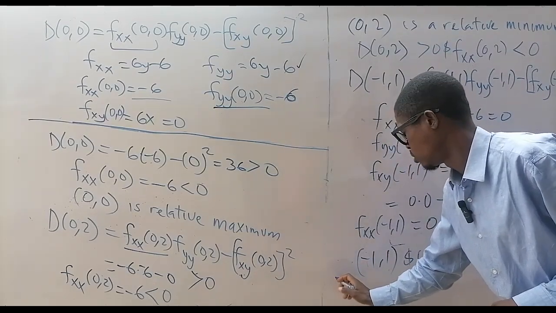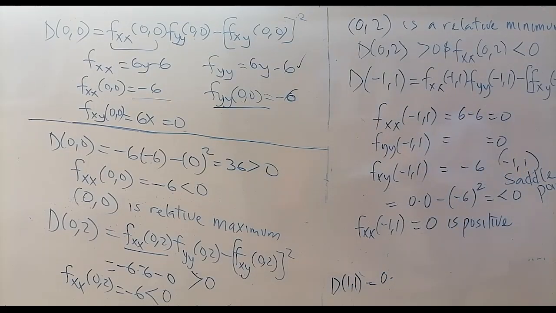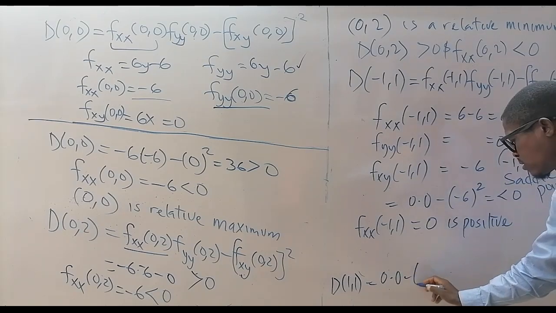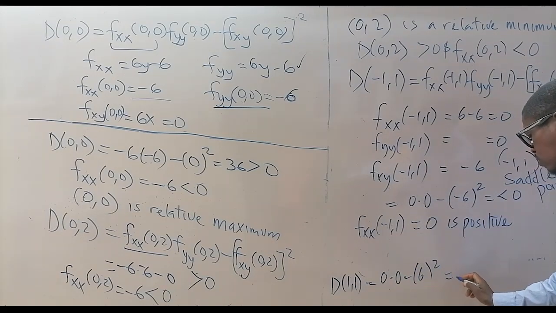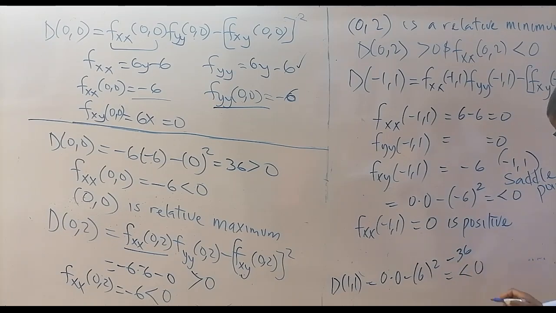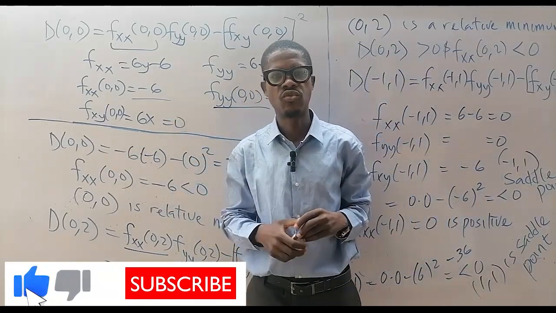Let's check the last one, (1, 1). That will be 0 times f subscript yy, which is also 0, then minus 36. That's 6 squared, so that's negative. It's giving us minus 36, which is less than 0. So this point is a saddle point. So that's that on this question.